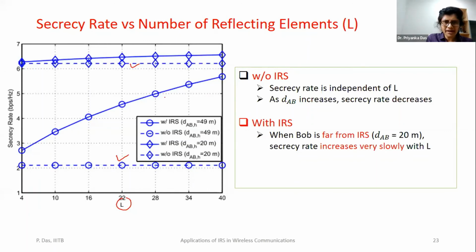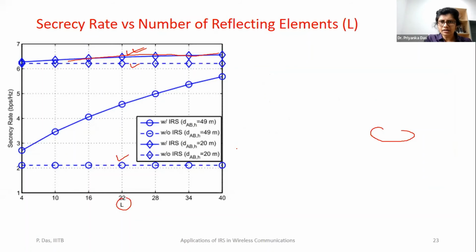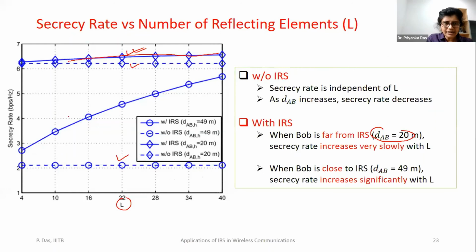Second is with IRS. When D_AB is 20 meters, this one, you see that it is increasing but at a slower rate, even if you increase L. But when the position is around 50 meters, you will see that it increases rapidly as I increase L. So when the IRS and Bob are kind of on top of each other, I get more benefit if I increase the number of IRS elements.